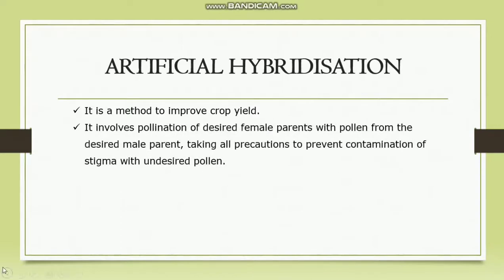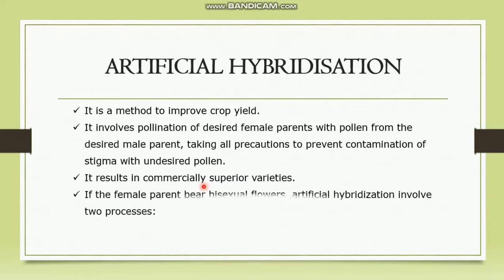It involves pollination of the desired female plant with pollen from the desired male plant. This is carried out by taking all the precautions to prevent contamination of the stigma with unwanted pollen grains. The hybrids which are obtained have the characteristics of both the parents and they are superior to both the parents chosen for the cross. Now, if the female plant bears bisexual flowers, artificial hybridization involves two steps. First is emasculation and second is bagging.